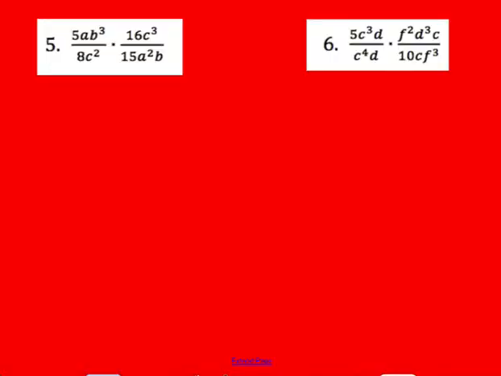Taking a look at number 5, what we want to do for number 5 is multiply this out. So what I'm going to do is take 5 times 16. And when I take 5 times 16, I end up getting 80. And that's going to be divided by 8 times 15. And that's going to give me 120. Well, 80 and 120 are both divisible by 20. Okay, we'll deal with that in a second.